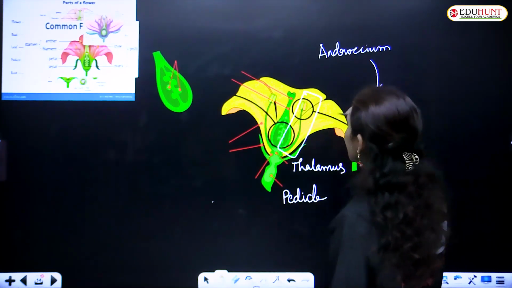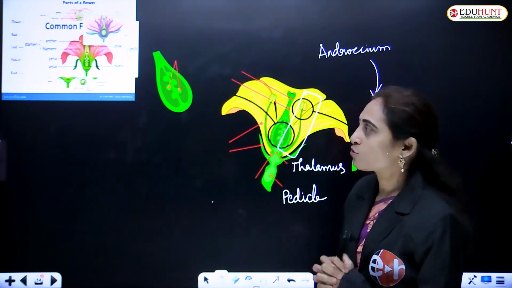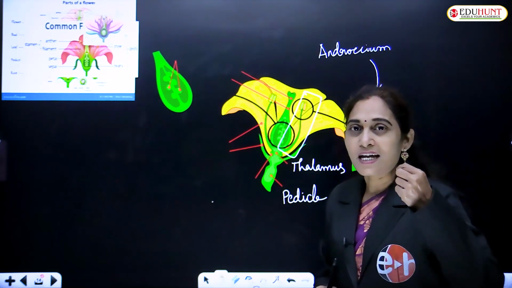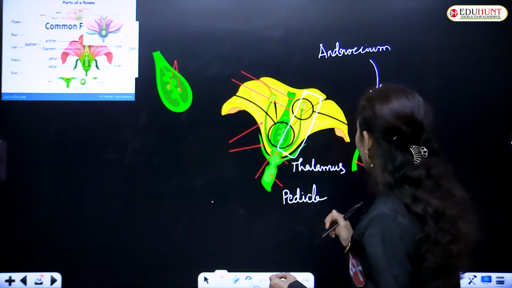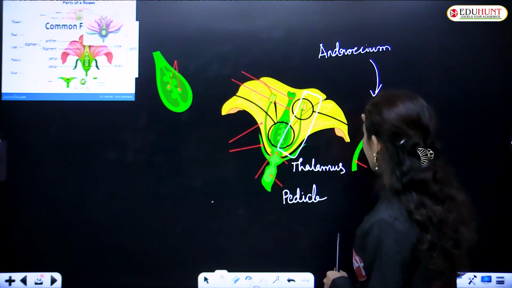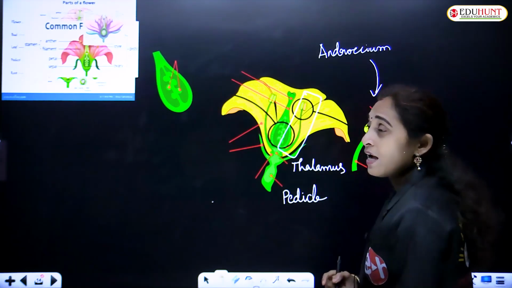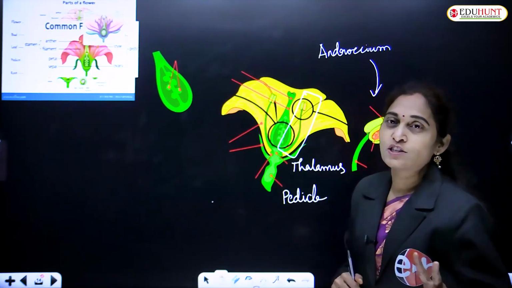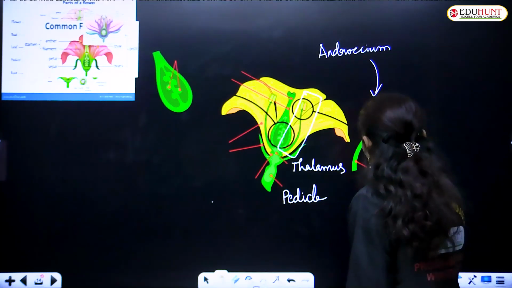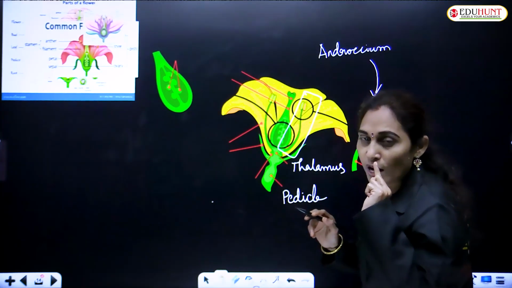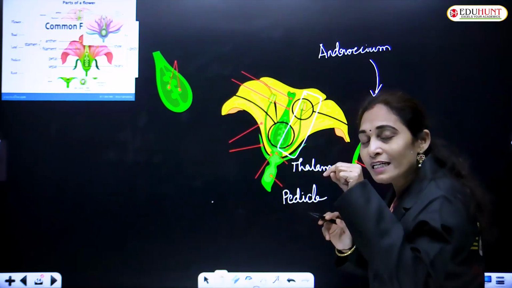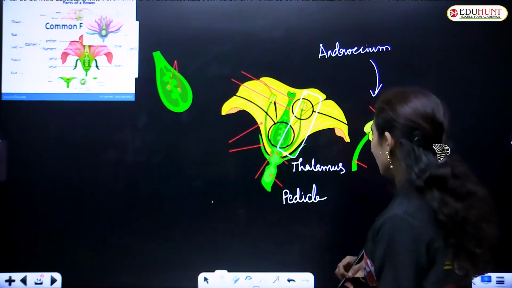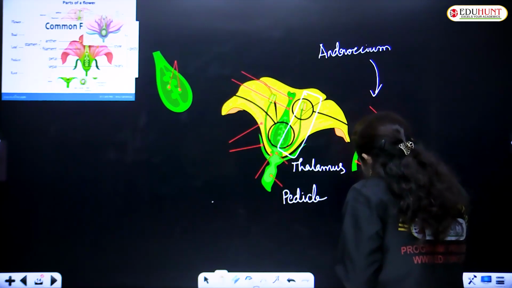So androecium consists of stamens. If we take out a single stamen, it looks like this. This is the single stamen, and the stamen consists of 2 major parts. One is the stalk-like structure through which the stamen attaches to the thalamus, known as the filament.